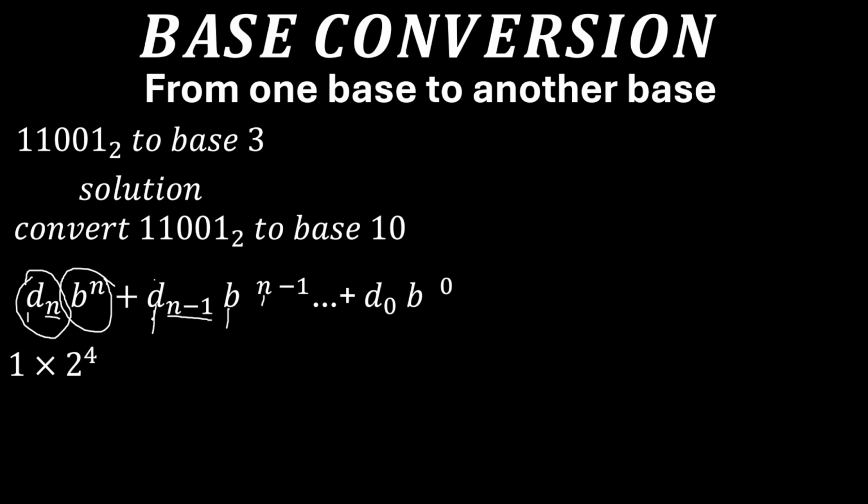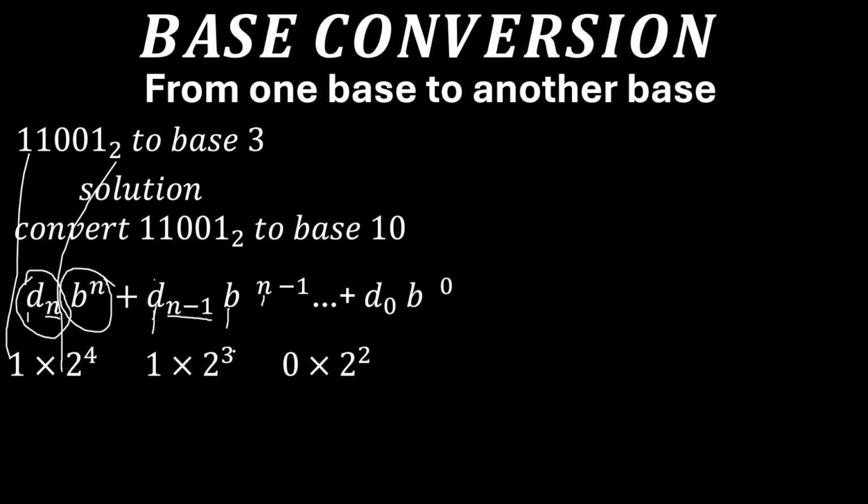Now we have the first digit here. We multiply it by the base, then we put the position from 0, 1, 2, 3, 4. The position is 4. So we have seen the digit, the base, and then the position. Then we take the second digit. The second digit is also 1, then we multiply it by the base and the power. But this time around, the power decreases by 1.